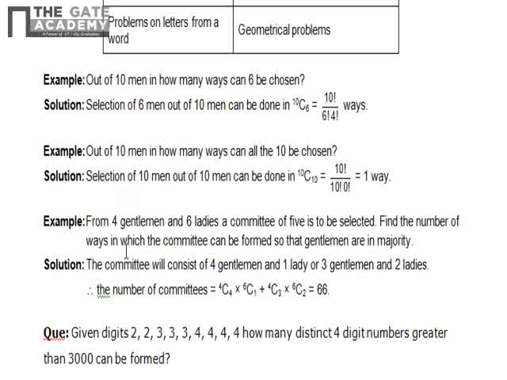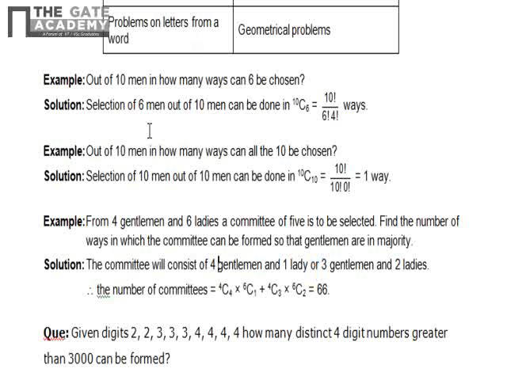From 4 gentlemen and 6 ladies, a committee of 5 is to be selected. Find the number of ways in which the committee can be formed so that gentlemen are in the majority. Here the condition is gentlemen should be in the majority. The committee will consist of 4 gentlemen and 1 lady, or 3 gentlemen and 2 ladies, because we cannot keep 2 gentlemen and 3 ladies, since they have said that gentlemen should be in the majority. So this is one possibility, and this is another possibility. These two are connected with 'or', so we'll have to add them.